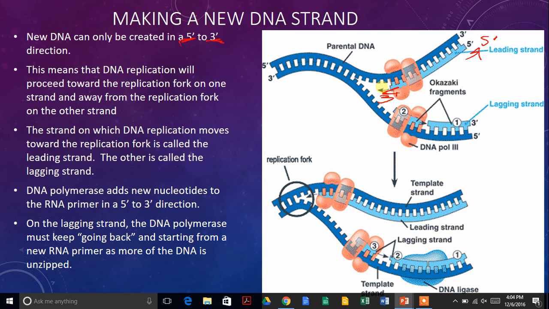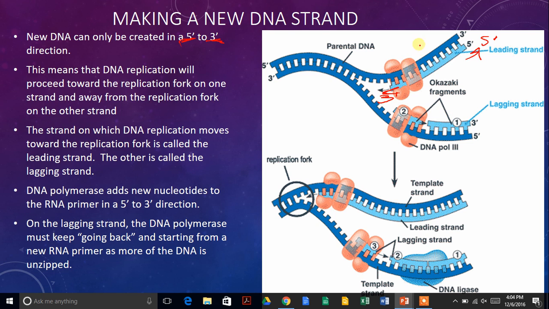What that means is that DNA replication will proceed towards the replication fork on one end, and it'll go away from the replication fork on the other end, since the two parent strands are anti-parallel. Their 5' and 3' are mismatched. That means replication will be going from 5' to 3' in two different directions.